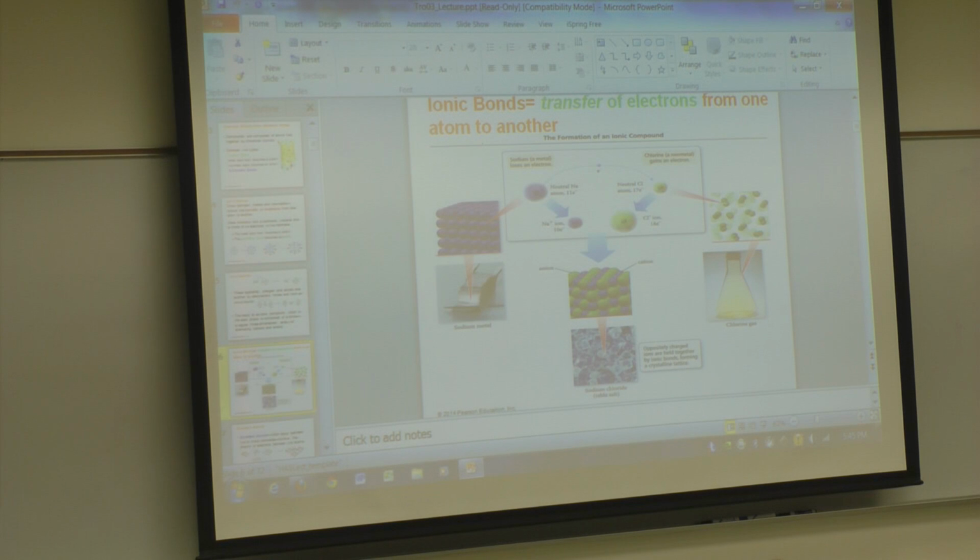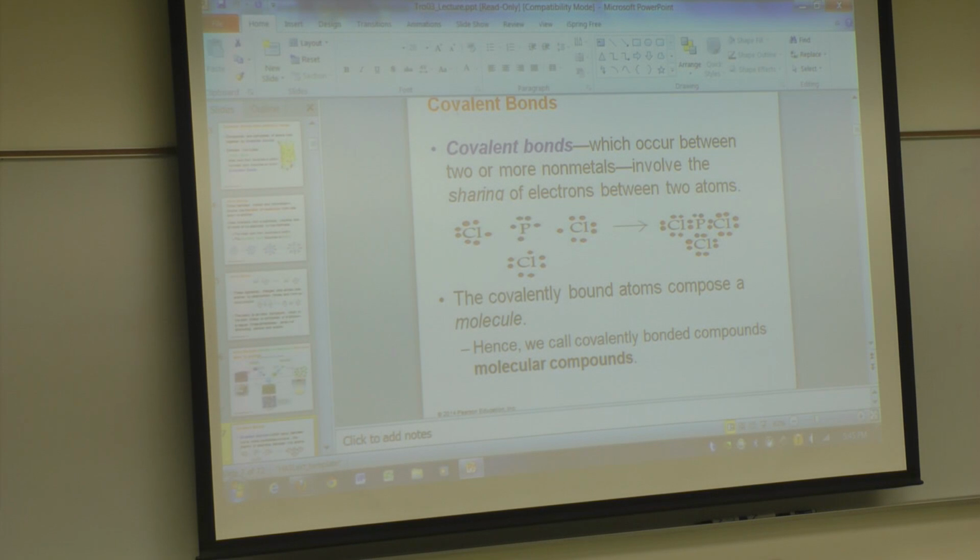As it forms sodium chloride or table salt, you have sodium in purple, and the chloride ion, which is the green, formed when you react sodium and chlorine in the gaseous states. So the other type of bond is a covalent bond, which involves the sharing of electrons between 2 non-metals.